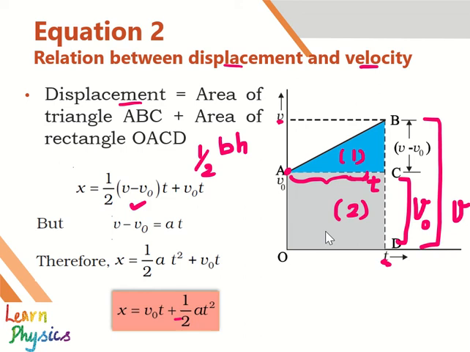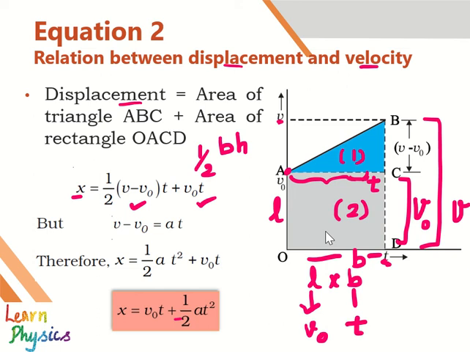Now to find the area of this rectangle, we know it is length into breadth. Let this be L and let this be B. So this breadth is t and the length is v0. So you will have the area of the rectangle also. Add these two, and you will get the displacement of the object. From equation 1, we know v minus v0 is at. Substitute it here and you will get x equals v0 t plus half a t squared. So this is equation 2.